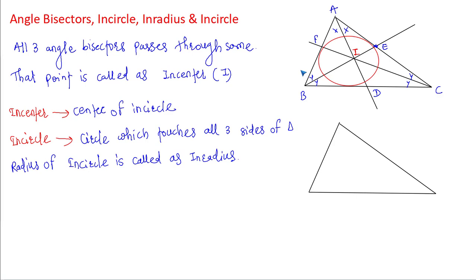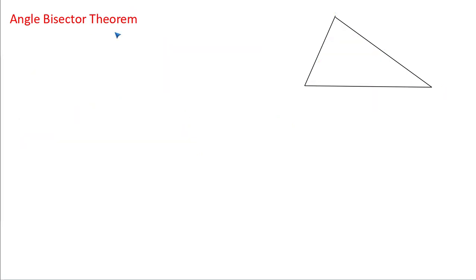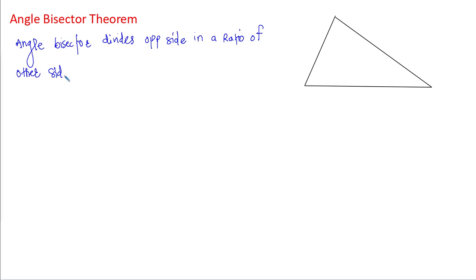Now there is a theorem with respect to angle bisector. The theorem is: the angle bisector divides the opposite side in a ratio of the other two sides. Let me write the statement. Angle bisector divides the opposite side in a ratio of the other two sides. Let me show you this with the help of a diagram.